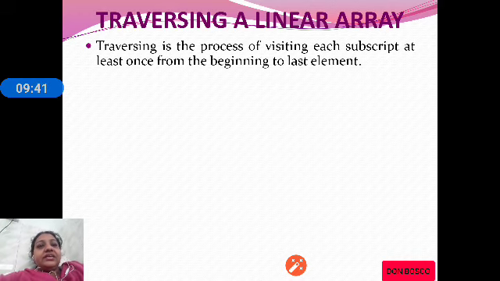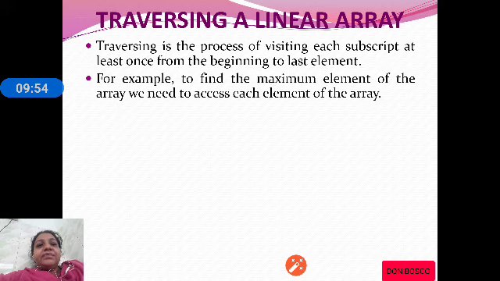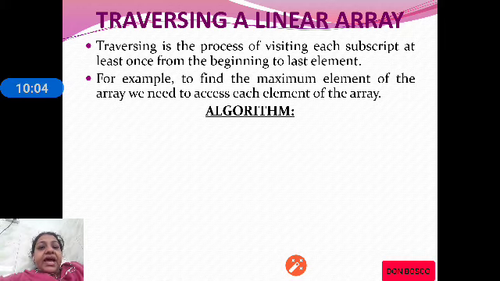So let us see traversing. Traversing is the process of visiting each element from the beginning to end at least one time. For example, to find the maximum element of the array, we need to access each element of the array to know the maximum element. Accessing each and every element from the beginning to end at least one time is called traversing.